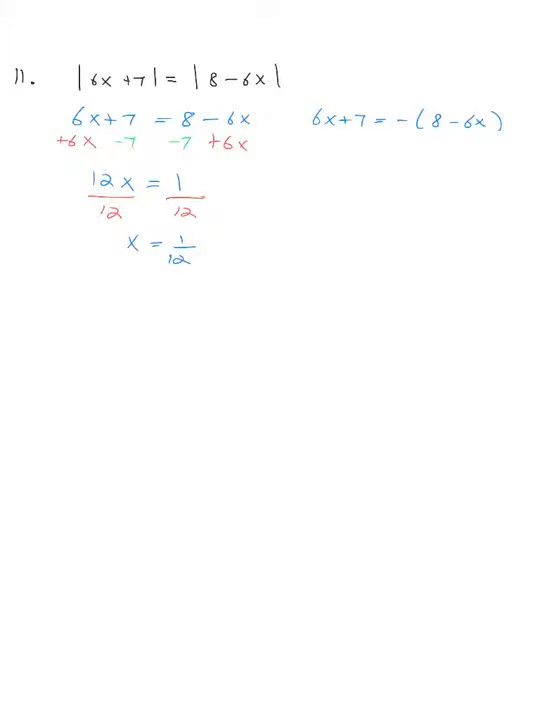And for the other equation, I think something's going to go wrong at this one. After I distribute the negative, I get 6x plus 7 is equal to negative 8 plus 6x. Those 6x's cancel after I subtract them from both sides. I get 7 is equal to negative 8, and that's false. There's no solution.